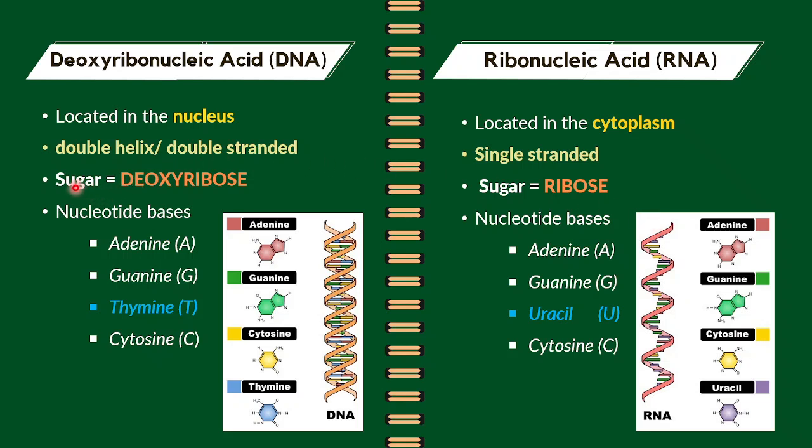And then the type of pentose sugar that is found in the DNA is called deoxyribose. Meanwhile, for the RNA, their pentose sugar is called ribose. And then the nucleotide bases of the DNA are the following. We have adenine, guanine, thymine, and cytosine. And thymine can only be found in DNA. For the RNA, they have the same nitrogenous bases, adenine, guanine, and cytosine with that of the DNA. And what's unique about them is that they have uracil, which cannot be found in the DNA.